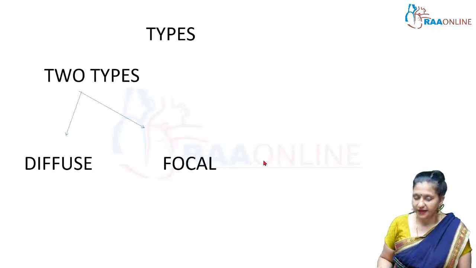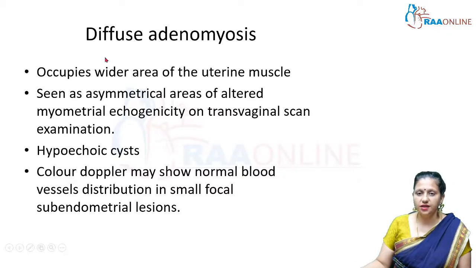So, types of adenomyosis: adenomyosis can be diffuse or focal. Focal adenomyosis is another term for adenomyoma. Now coming to diffuse adenomyosis, it occupies a wider area of uterine muscle and is seen as asymmetrical areas of altered echogenicity on transvaginal examination. This is less echogenic than the surrounding myometrium, and color Doppler will show normal blood vessel distribution in the small focal area. So it is also called walk-through vascularity.